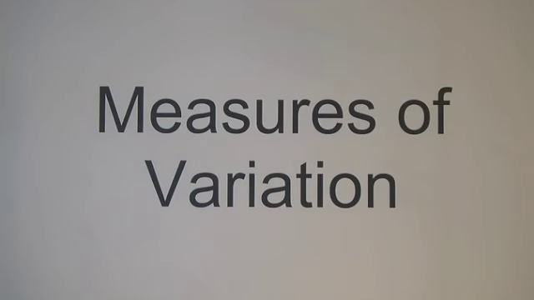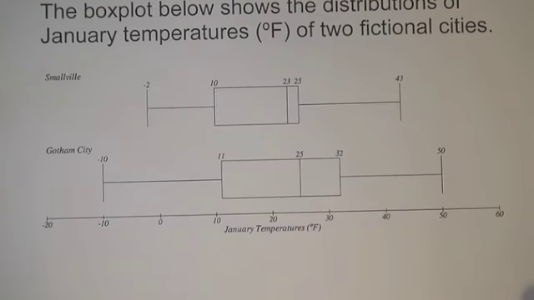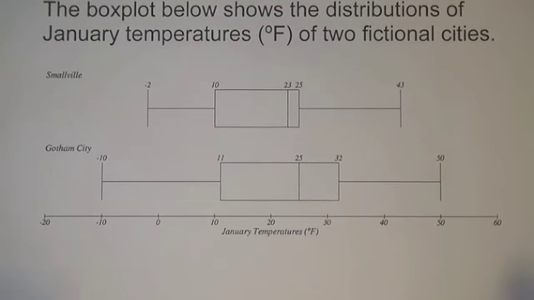Hi, this tutorial gives an introduction to the measures of variation. So let's start with a couple distributions. The box plot below shows the distributions of January temperatures in degrees Fahrenheit of two fictional cities. So we have Smallville here and Gotham City.